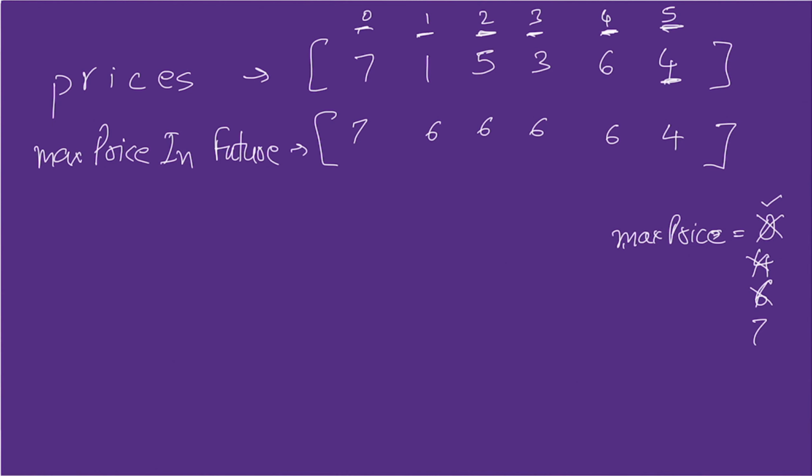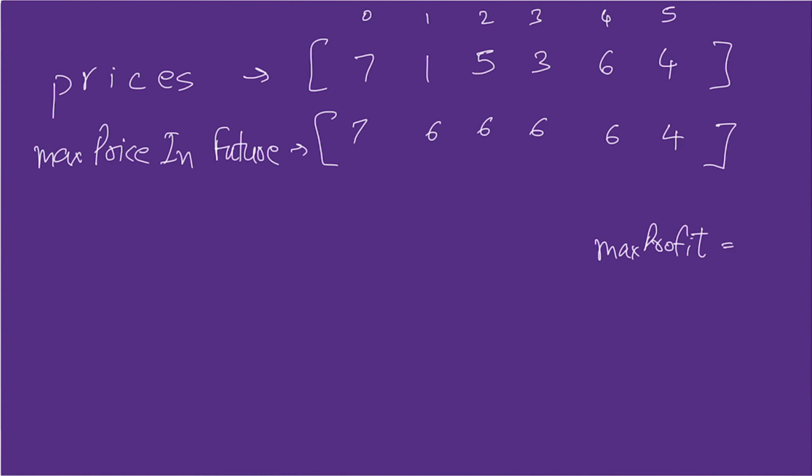Now, after we have this max price in future array ready for us, we can do another iteration. This time starting from the 0th day all the way to the 5th day. And for each day, we calculate how much profit we can make. So let me clean this up a little. Now we create another variable. Let's call it max profit. And the max profit that we can start with is 0. And our profit should never go below 0, as the minimum profit we can make is 0 by not selling or buying any stock.